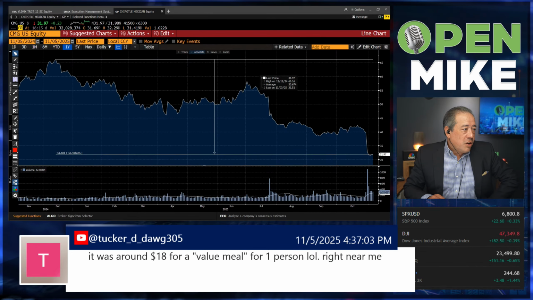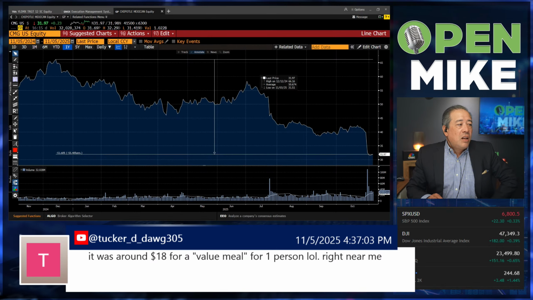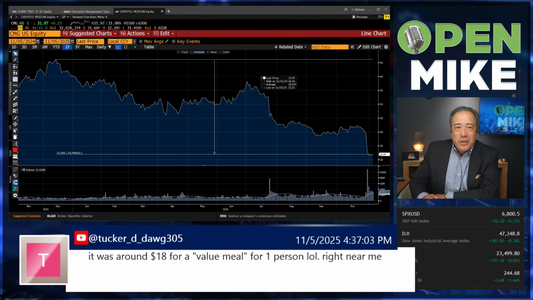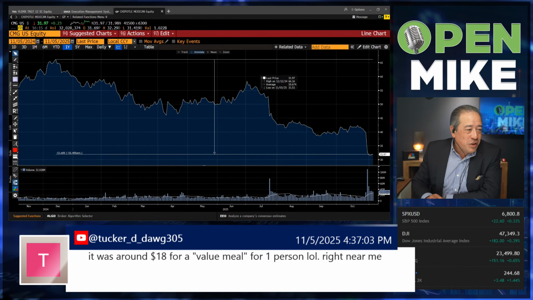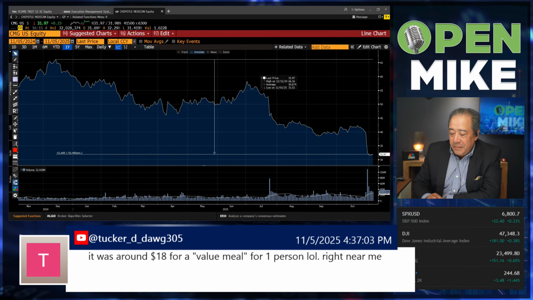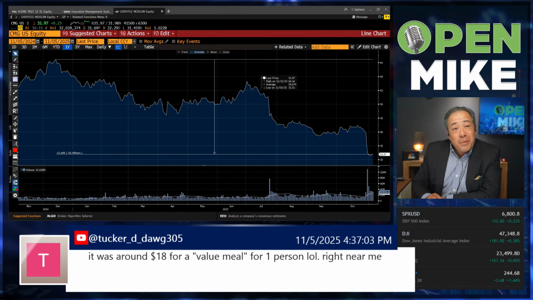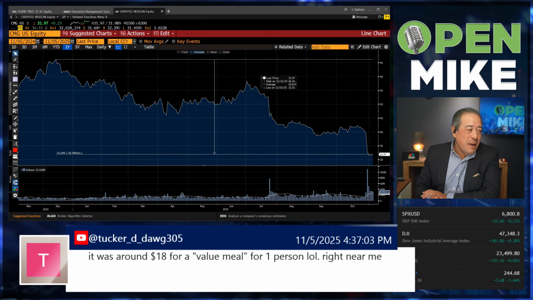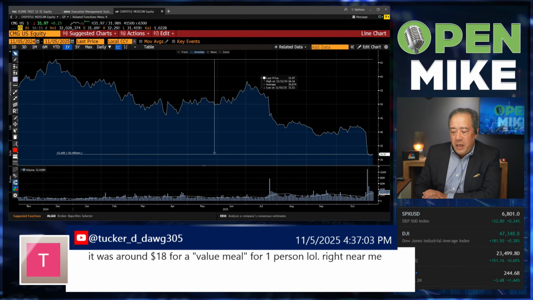So yeah, Tucker D Dog says it's $18 for a value meal for one person at the McDonald's close to Tucker. That's not cheap. That's not cheap when you think about it. So I'm not expecting that to be a really big shift.